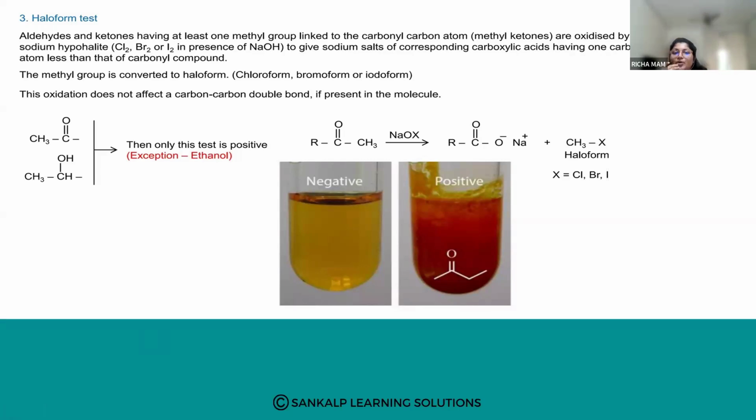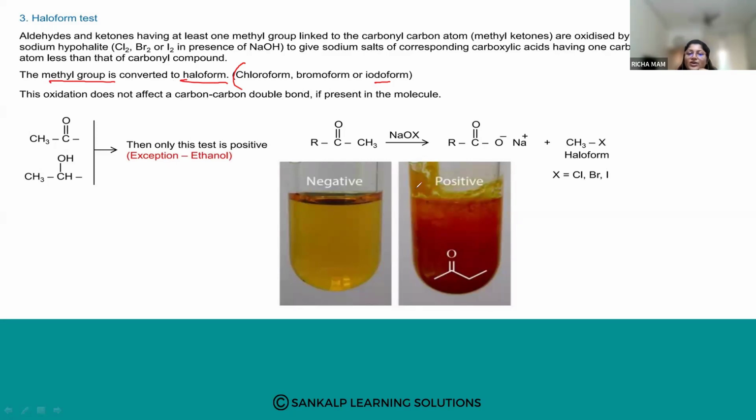So we are oxidizing it with the help of sodium hypohalite, and it will give the corresponding sodium salt of the carboxylic acid, which has one carbon atom less than the carbonyl compound. Here we are converting the methyl group to a haloform, which can be chloroform, bromoform, or iodoform. This oxidation does not affect a carbon-carbon double bond if present in the molecule.